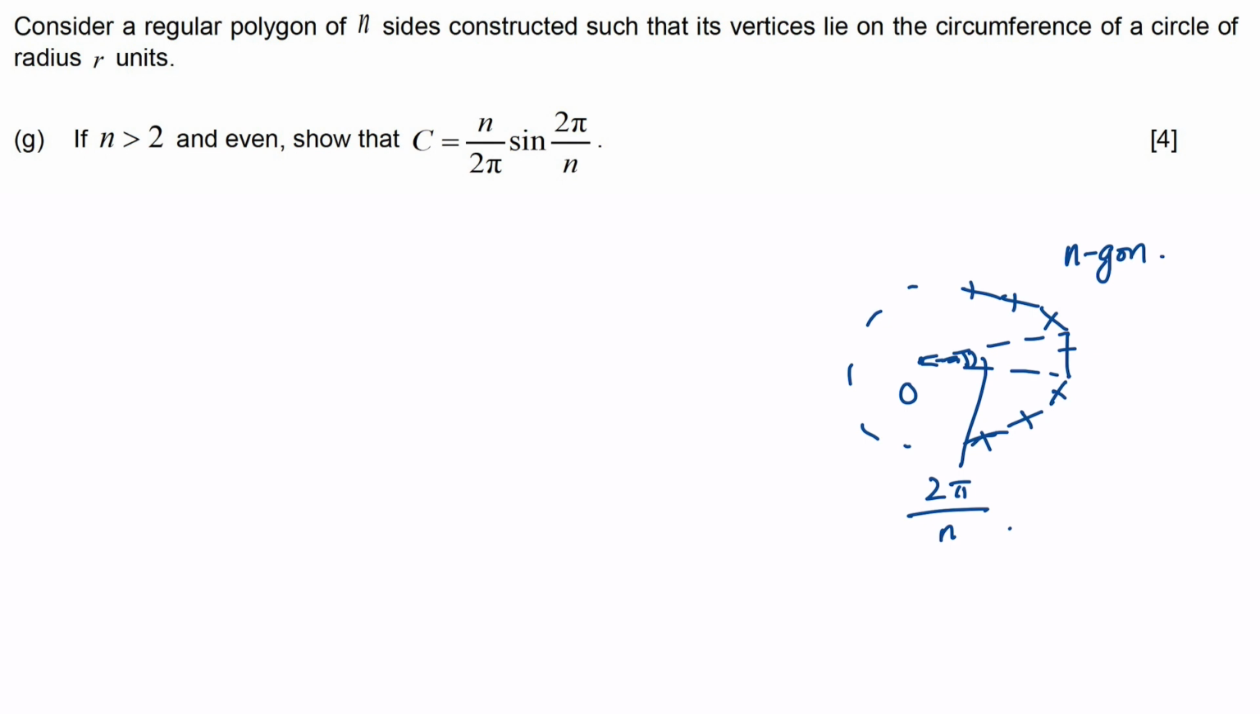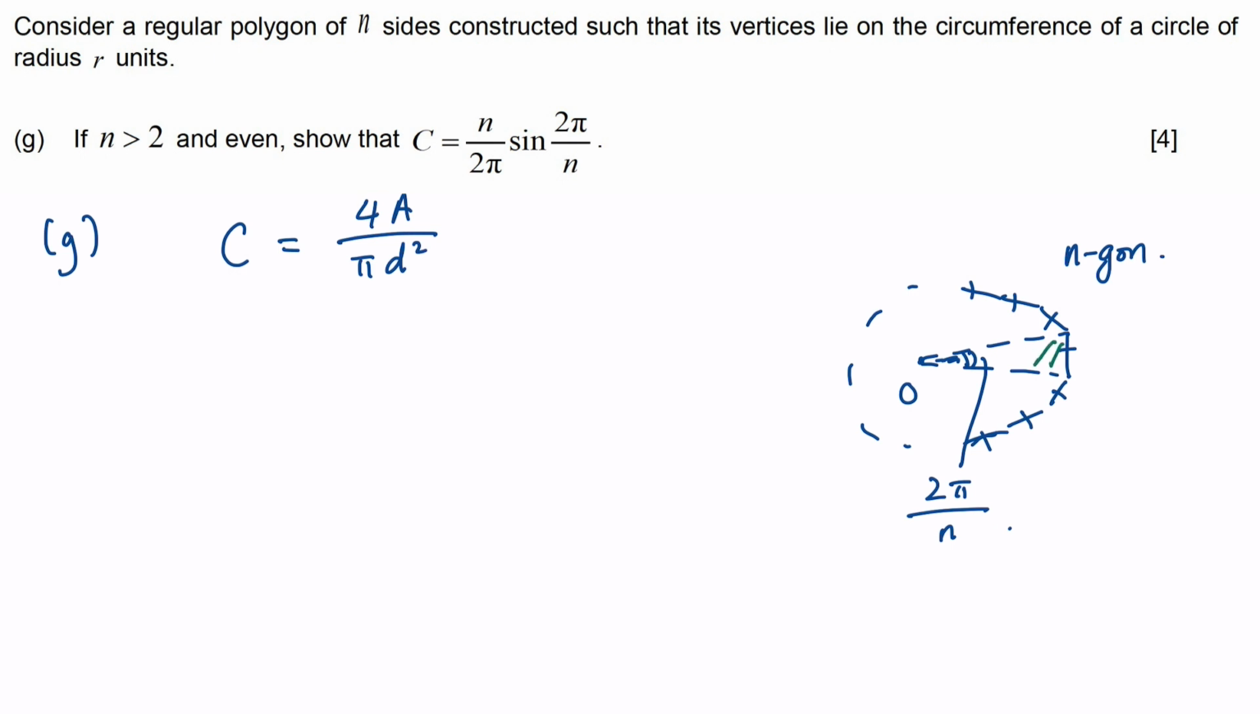So let's look at the question now. G. If n is more than 2, so you have at least 3 sides, and it's even, then show that C is equal to as such. So let's use the formula. C is 4A over pi D squared. So let's find what A is first. To find A, I have a picture like this.